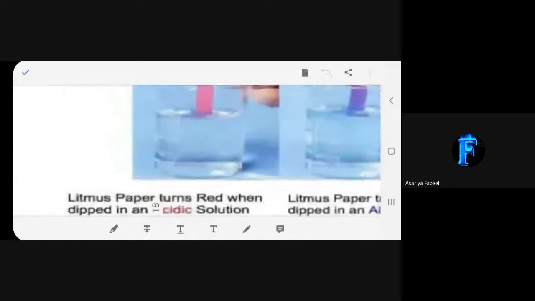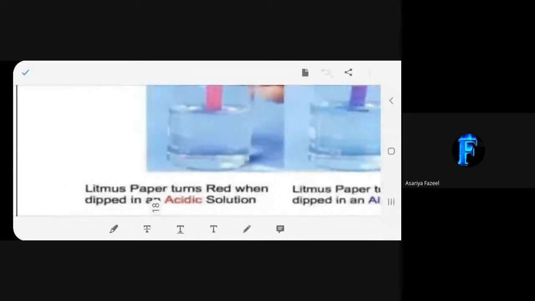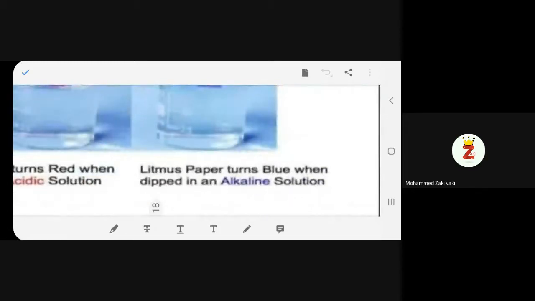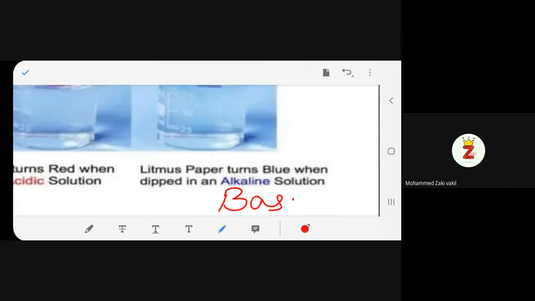Beta, let's do this. Read. Litmus paper turns red when dipped in an acidic solution. So you agree? Then, litmus paper turns blue when dipped in an alkaline solution. In short, what will I write? Basic solution. Right, beta?